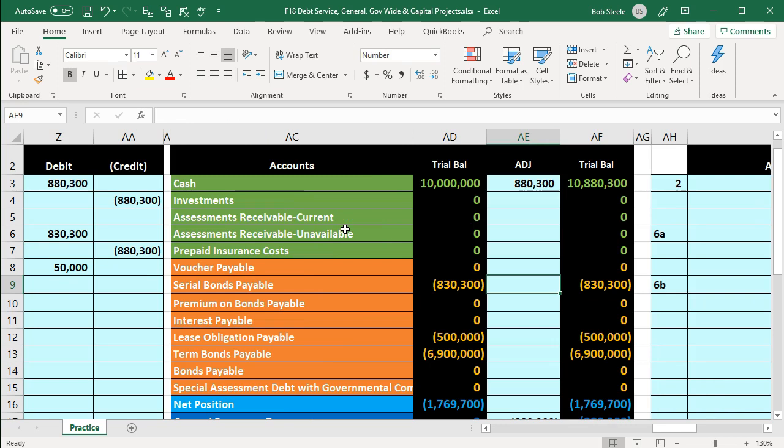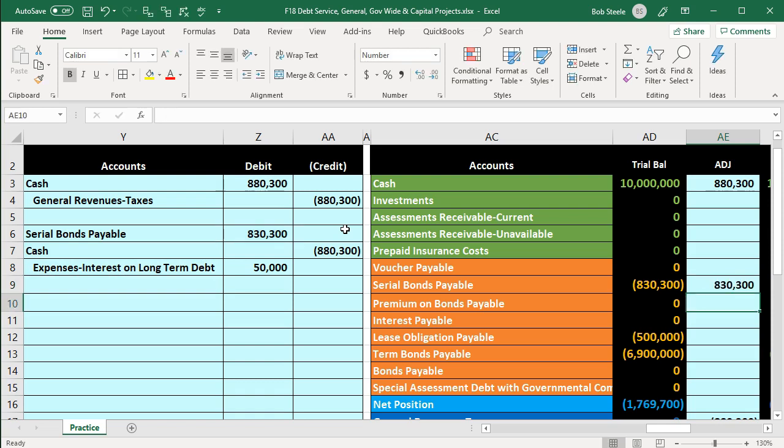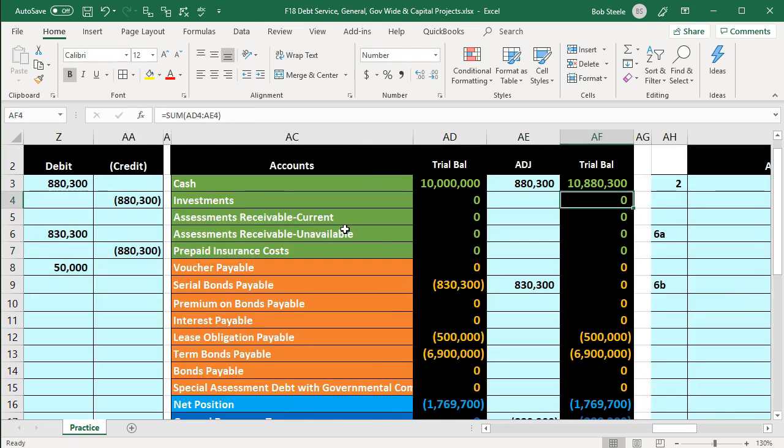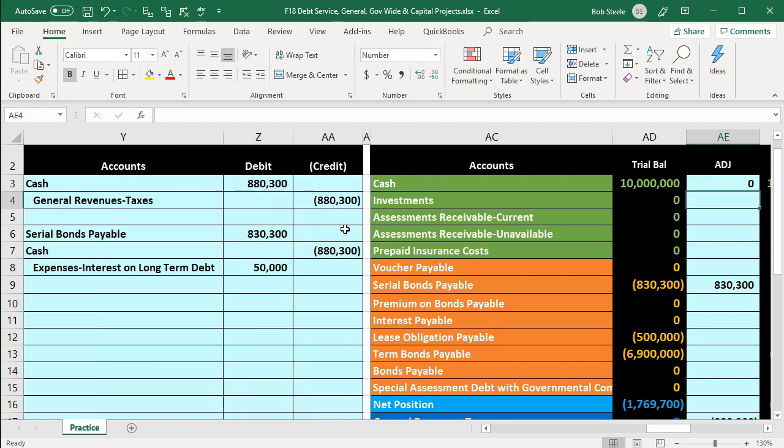We are in AE9 where we will say equals and scroll back over and pick up the debit. And then we have the cash. So here's the cash. That's going to be up top. I'm going to do this with the keyboard by saying F2 plus F2. Scroll back down and pick up the credit to cash.